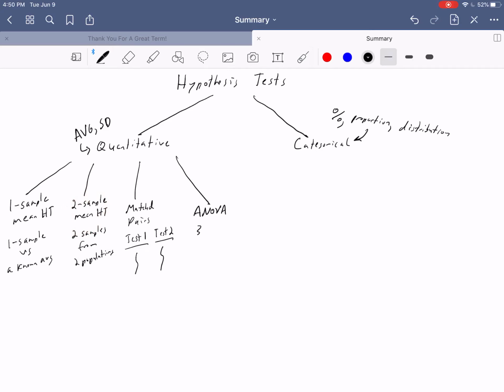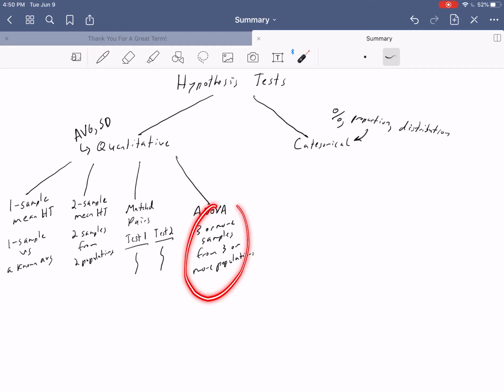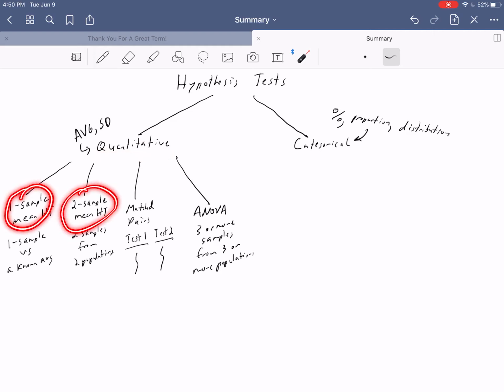This is when you have 3 or more samples from 3 or more populations. So the ANOVA test basically extends our logic from the 2 sample mean hypothesis test to 3 or more samples. So the way you should sort of view our quantitative section is we've got things for 1 sample, 2 sample, and 3 or more samples, and we have this very special subcase of when we have matched data.